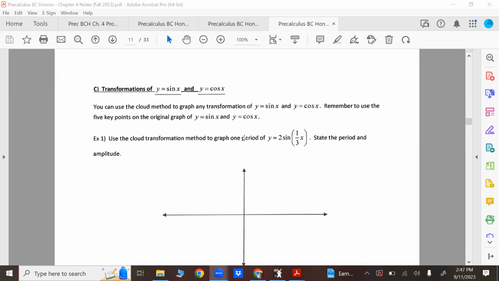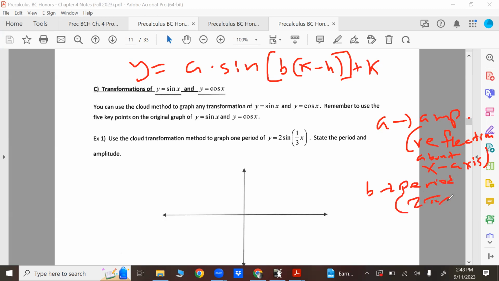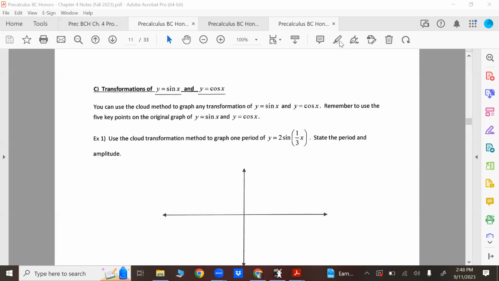Okay, transformations. Let's get there now. Generally speaking, you want to think of these functions like this: y equals A times sine of bracket B x minus H bracket, plus K. Where A is going to be the amplitude, also for reflection about the x-axis. B is going to impact the period, which happens to be 2 pi over B. It's not the period, by the way, it impacts the period. You know what, let me make that better. Sorry, guys, that's just terrible. Yeah, so A: amplitude, also reflection about the x-axis if A is negative.